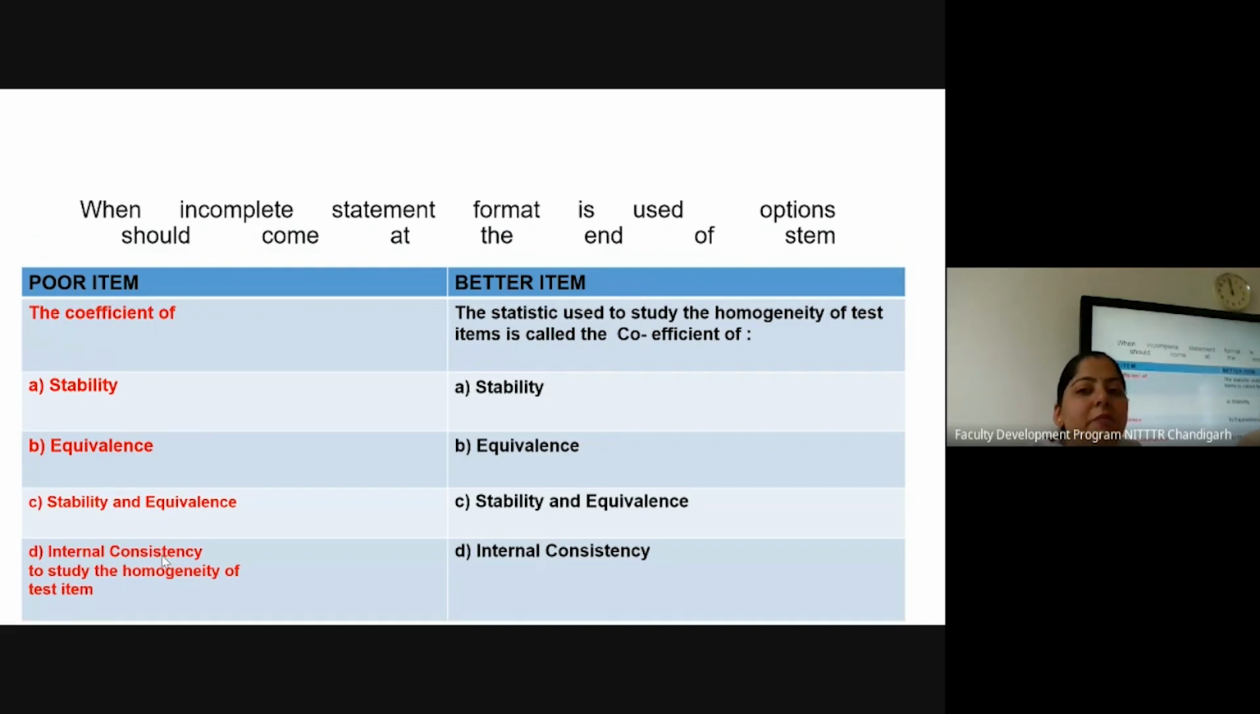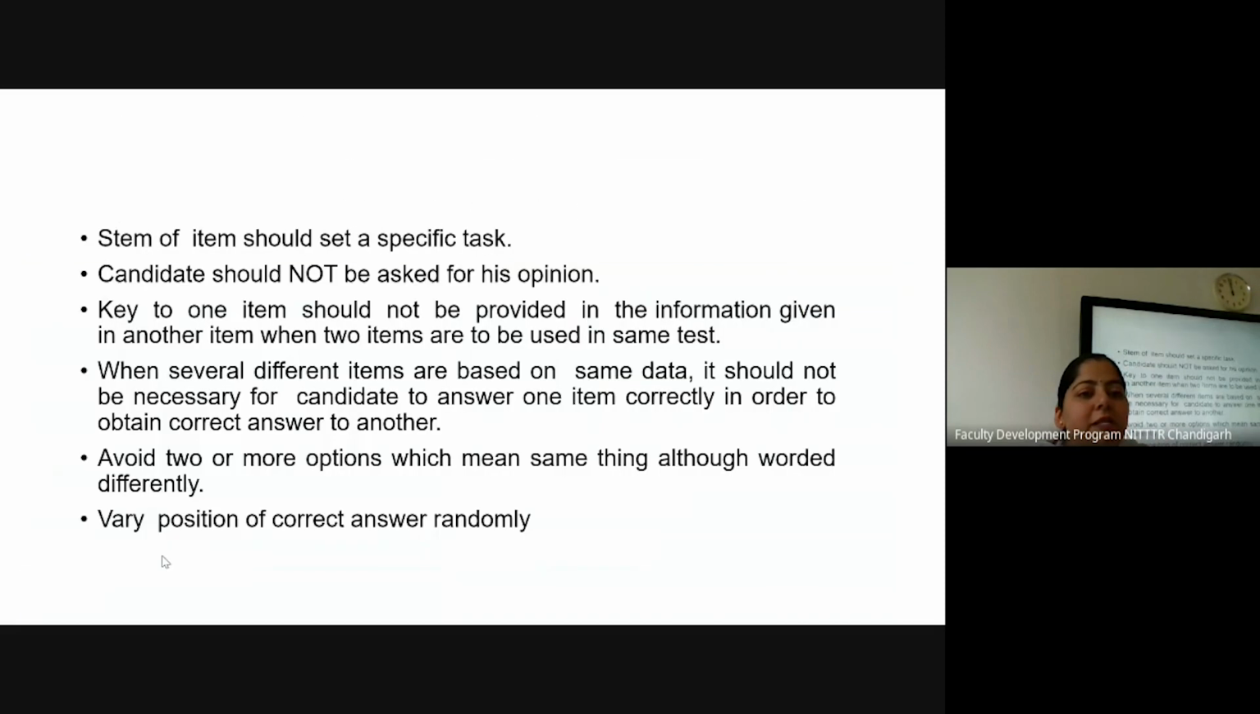When incomplete statement format is used, the option should come at the end of the stem. So अगर fill in the blanks दे रहे हो तो filling the blanks must be at the end. So इसमें poor item क्या है? ऊपर item में क्या लिखा है बस? The coefficient of stability, equivalence, stability and equivalence, internal consistency, to study the homogeneity of the test item, that needs to be defined by the teacher. So the statistic used to study the homogeneity of the test item is called the coefficient of internal consistency. So that needs to be the right statement.